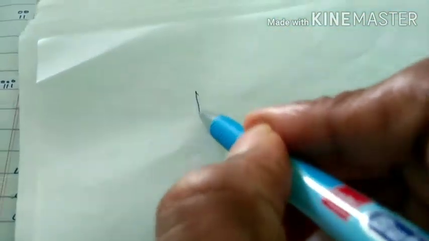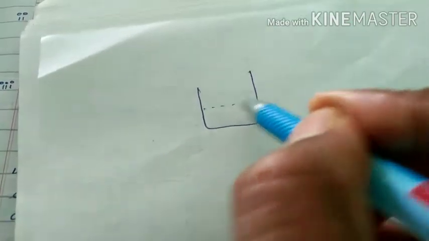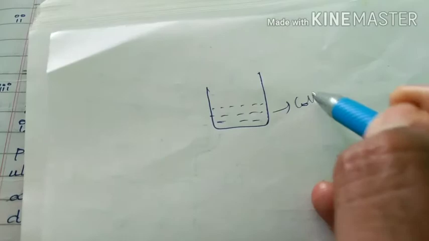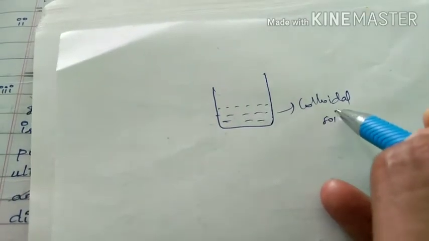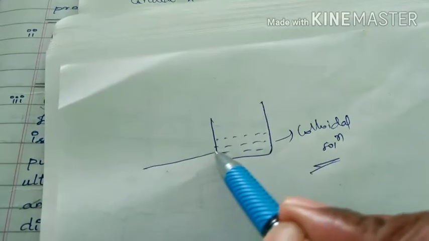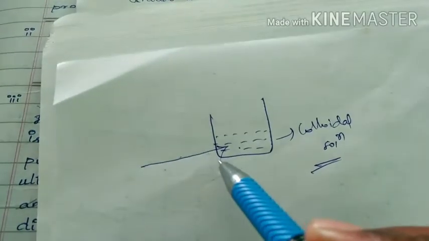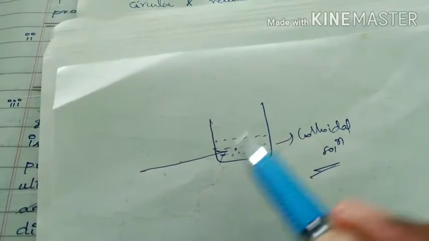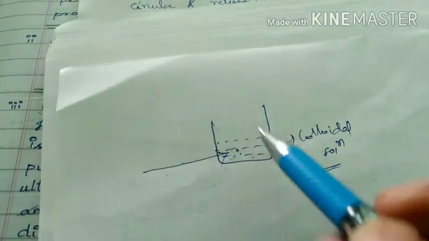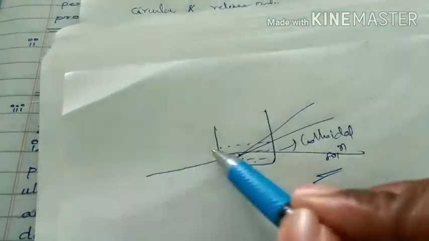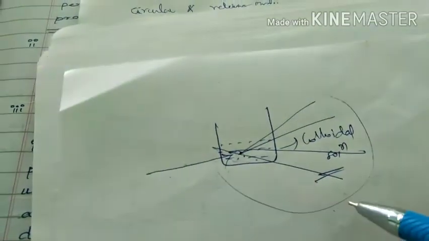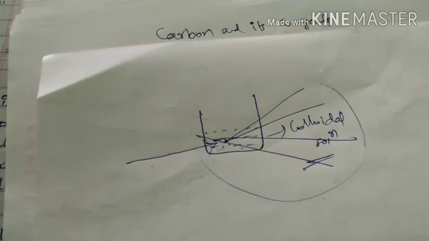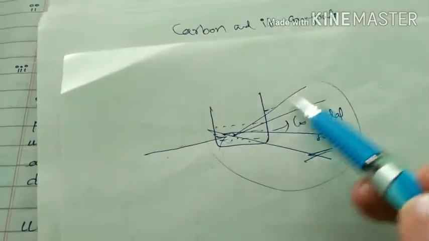See carefully. Tyndall effect means, first we have to take colloidal solution in one vessel. Let us assume this is colloidal solution. We have to pass white light through this colloidal solution. Then this white light falls on colloidal particles of the colloidal solution. Then this light undergoes scattering. This process is called Tyndall effect. That is the definition. Simple definition is, this is scattering.